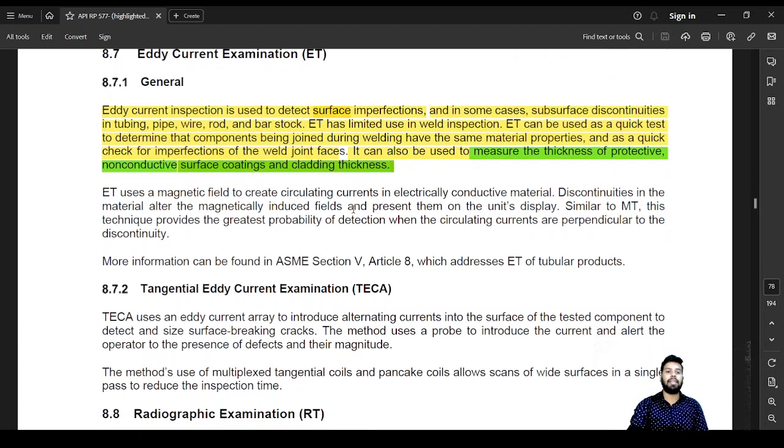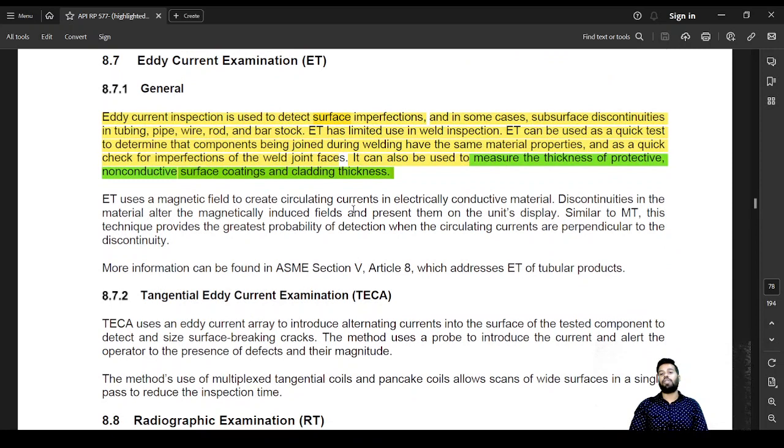Next is eddy current examination. Eddy current examination is not widely used for weldments because generally in the weld you will have different conductivity around the heat affected zone because of the heat applied, but again it can be used depending on the configuration we are talking about. So eddy current inspection is used to detect surface imperfection, in some cases subsurface discontinuity, in tubing, pipe, wire, rod, and bar stock.